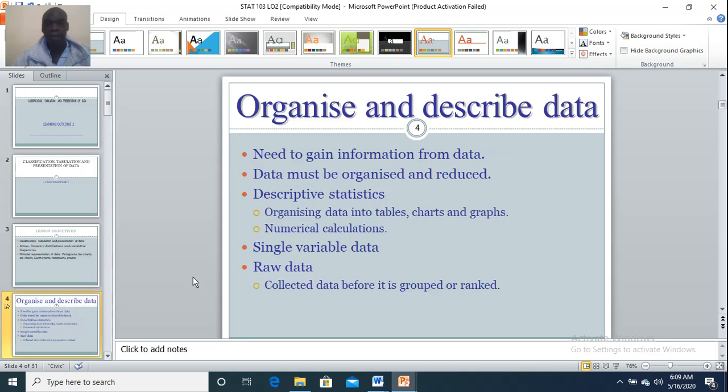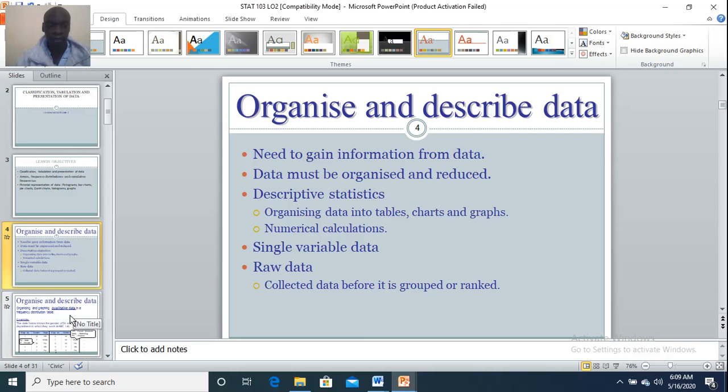So now, why do we need to organize and describe data? Remember I said statistics, we do it to make decisions. So we need to gain information from that data. Then we make informed decisions. So for us to do that, we should have tables, charts, and graphs. We cannot use raw data, the data that have been collected, to make decisions. So raw data cannot be used, it needs to be processed.